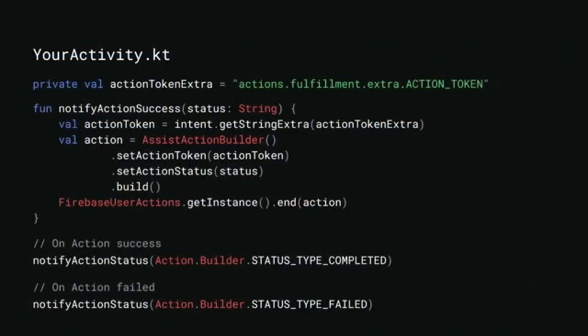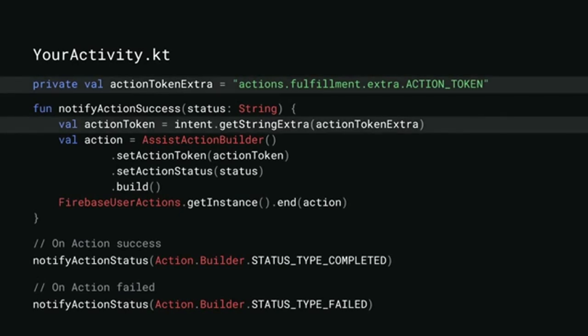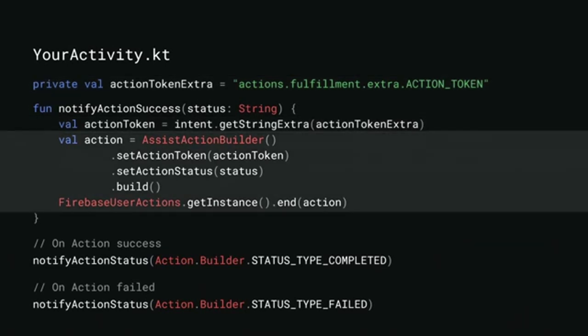Here we're in our activity, and we've defined a function called notify action success. This takes a single parameter of if that particular app action was successful or not. The first thing we're going to do is look at the intent that was used to start this activity and extract off a special token extra. You can see that highlighted here. This is a special token that we pass over from the assistant to your Android application in that deep link intent. Next, we're going to call upon a special assist action builder class from the Firebase app indexing library. We're going to set that token, and we're going to set the status, the success or failure status.